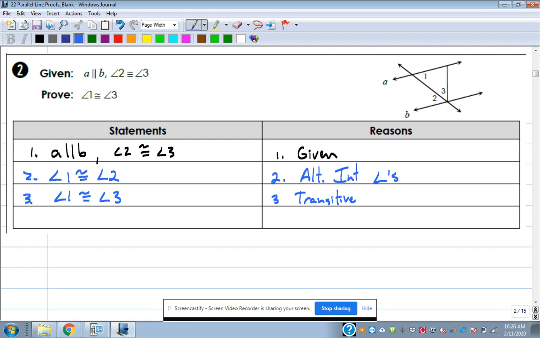So if the lines are parallel, we get all of those angle relationships for free. If the lines are not parallel, we don't get those. So be careful of that. So a big difference in proof 1 and proof 2 is that.